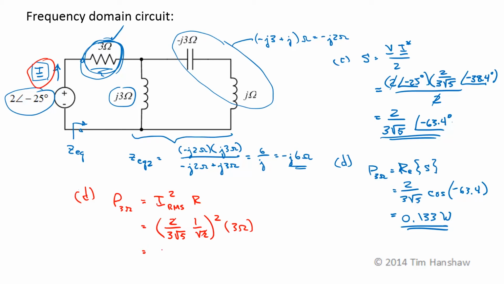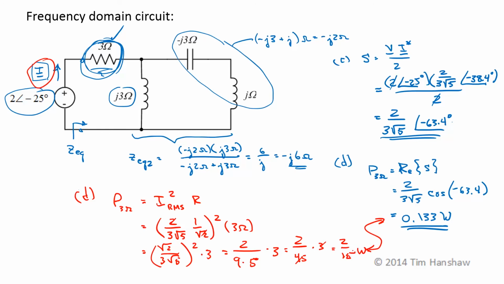That cancels with that. We have root 2 over 3 square root of 5 squared times 3, which is 2 over 9 times 5 times 3, which is 2 over 45 times 3. I can factor out a 3. That's 2 over 15 watts, which is the same answer as that if I do the arithmetic and divide 2 by 15.